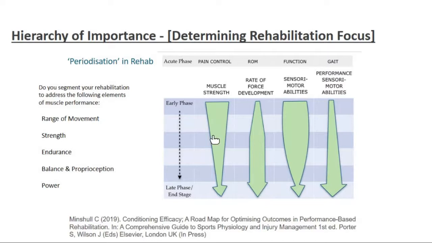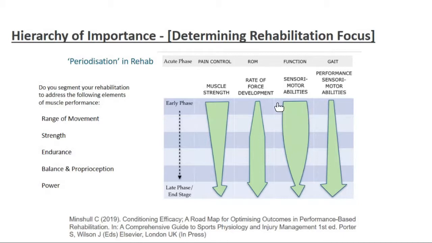For instance, if we're rehabilitating the knee, we might spend a lot of time doing strength, so level 1 functional movements and open and closed chain. And then later on, we're going to develop power. So we might do some jumping, some plyometrics. We don't need so much strength later on in the rehab because we've already got that foundation of strength.